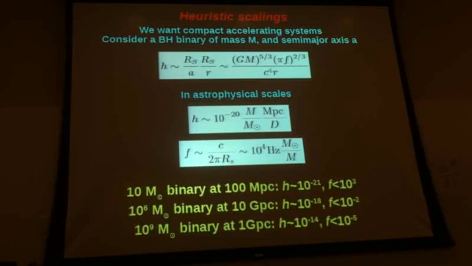Now, if you have a 10 solar mass binary at 100 megaparsec, you have this sort of strain at kilohertz frequencies, and this is the typical LIGO ground-based interferometer source. If you move now to a 10 to the 6 solar mass binary, and you put it at cosmological distance, something like 10 gigaparsec, you have these sort of strains, and you are in the millihertz regime, and these are the LISA sources.